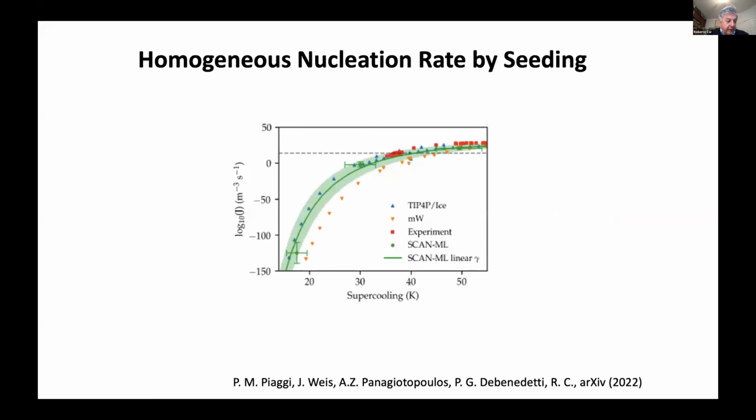To give you an example here, these are the rates that one obtained. This green shadow region corresponds to the error bar in the calculation. These are experimental data as a function of the supercooling. And this is the prediction, the green line with this shadow here is the prediction of the calculation.